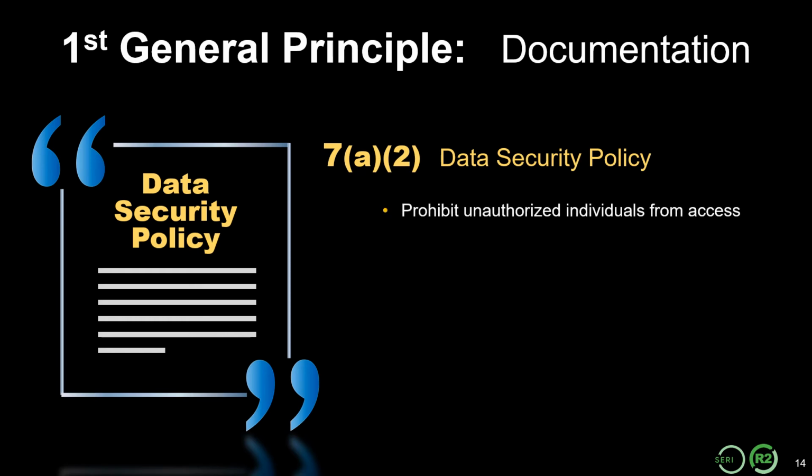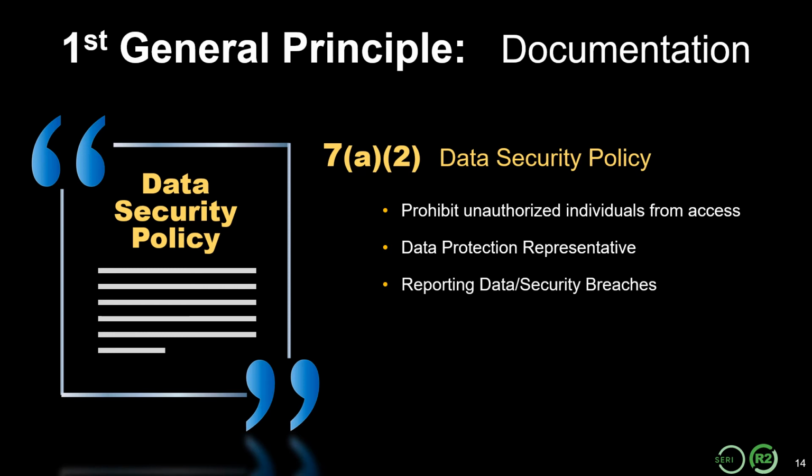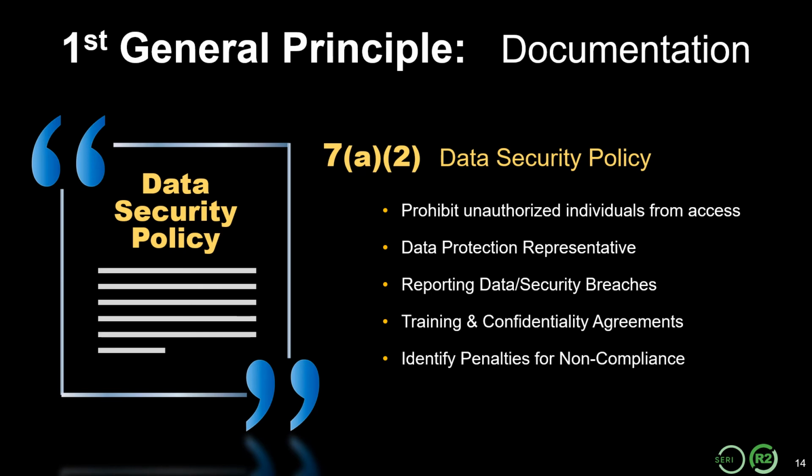First, the policy must prohibit unauthorized individuals from handling or accessing equipment containing data. It must also assign a competent data protection representative who will be responsible for the facility's data security and legal compliance. The data protection representative will also have oversight of all duties described in the data security plan and procedures. It must mandate reporting of all known and suspected data or security breaches to the data protection representative. The policy must also require training and confidentiality agreements before anyone can be authorized to handle any equipment containing data. And lastly, the policy must identify the penalties for noncompliance with the policy, including personal liability.